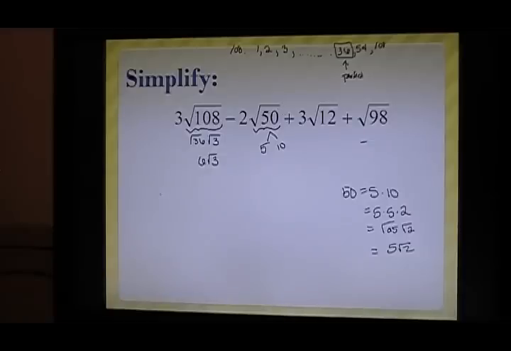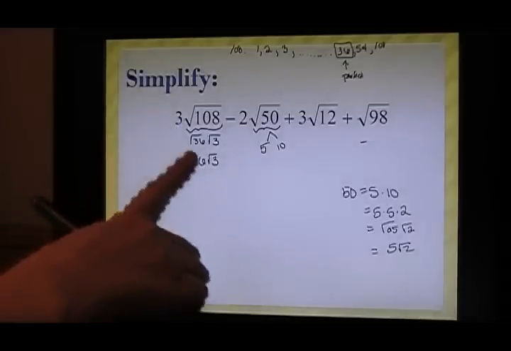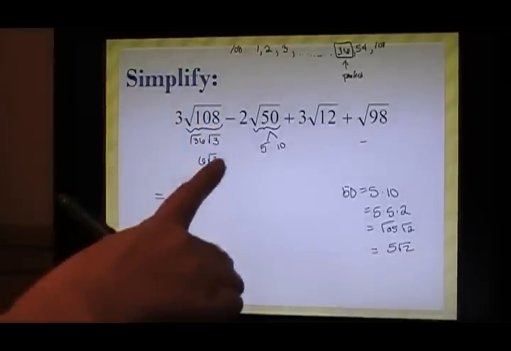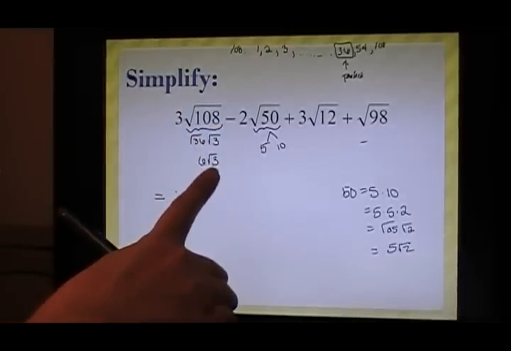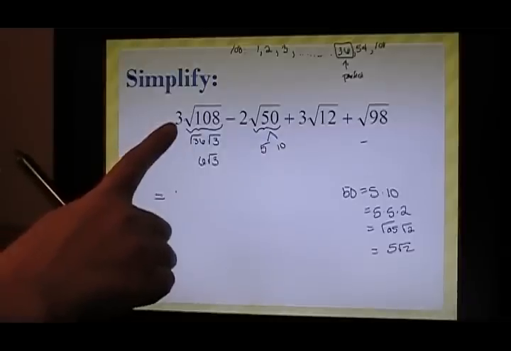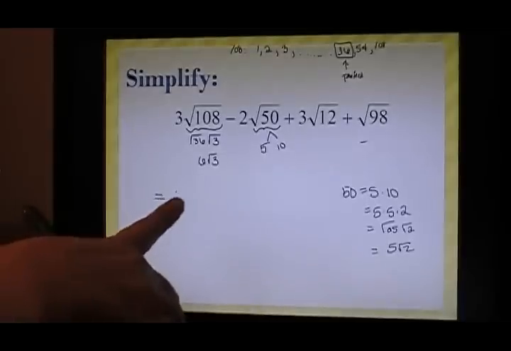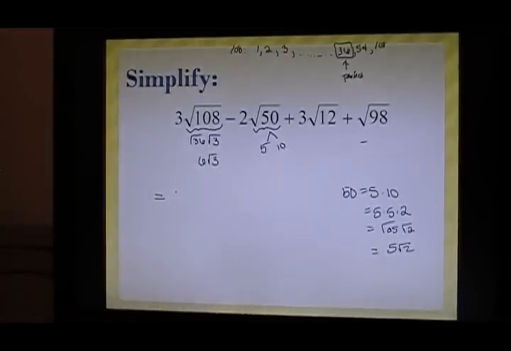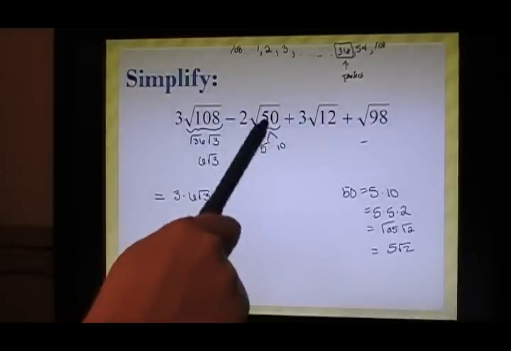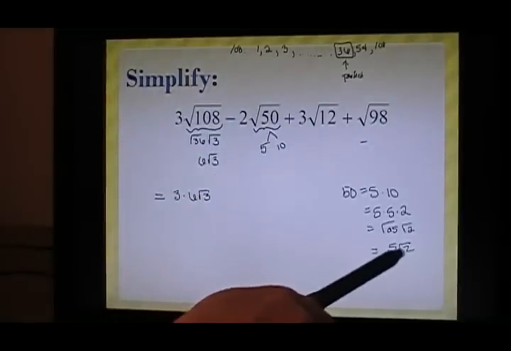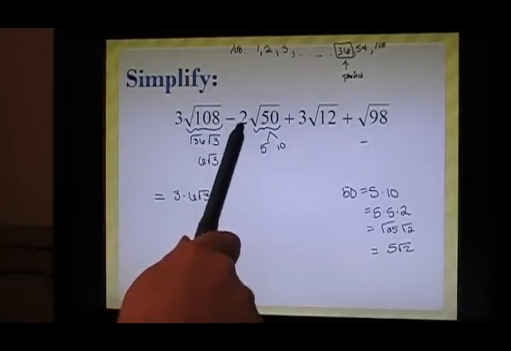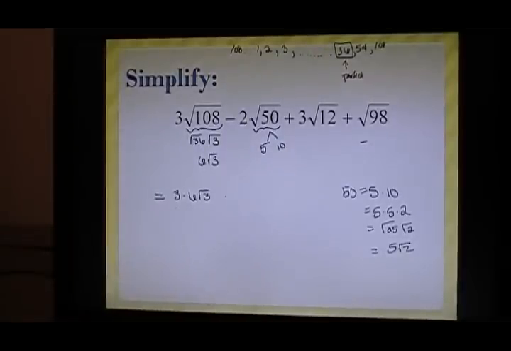I'm going to come back and rewrite. So this first term, the square root of 108, simplified to 6 root 3. And we still had this 3 in front. So 3 times root 108 is the same thing as 3 times 6 root 3 when we just rewrite the simplification for the square root of 108. So 3 times 6 root 3, the square root of 50 we found to be 5 root 2, so this is minus 2 times 5 root 2.